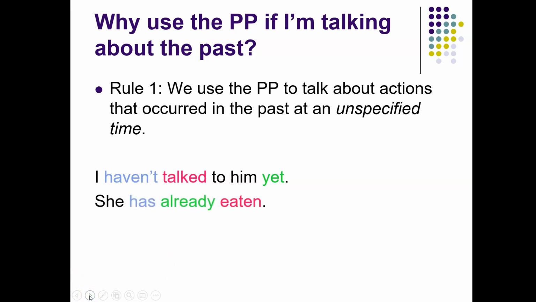She has already eaten. When is already? I don't know. So I need to use the present perfect. If you say she ate at 12:30, then we know it's a specific time, and so I use the simple past. We have never taken a vacation. Never is my key word. It means at no time in the past. So it's an unspecified moment as well.